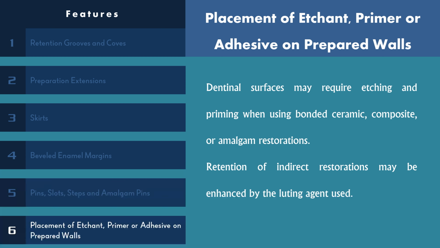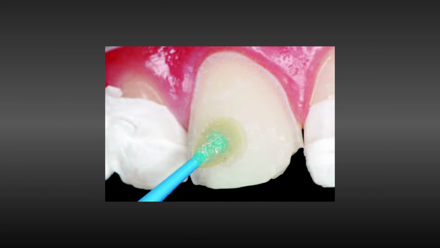For a composite, if you are preparing the walls which are fairly rough and if you are placing etching, bonding and an adhesive, that will enhance the retention of the composite restoration. For the retention of indirect restorations like a bonded ceramic restoration, a cast metal restoration or an indirect composite restoration, the bonding will enhance the retention of the luting cement. So bonding plays a very important role in providing a secondary retention feature.